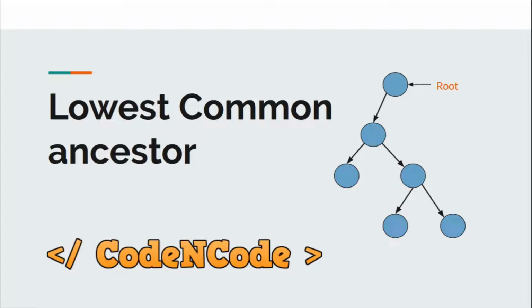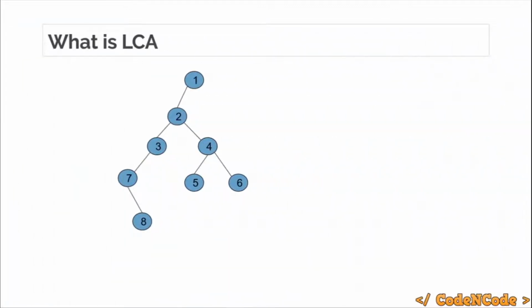In this lecture we are going to study about Lowest Common Ancestors or LCA. So first of all, before studying how we can calculate LCA of two nodes, it is important to know what is actually LCA. So let me take some examples. LCA of two nodes is the first ancestor which is common to both.